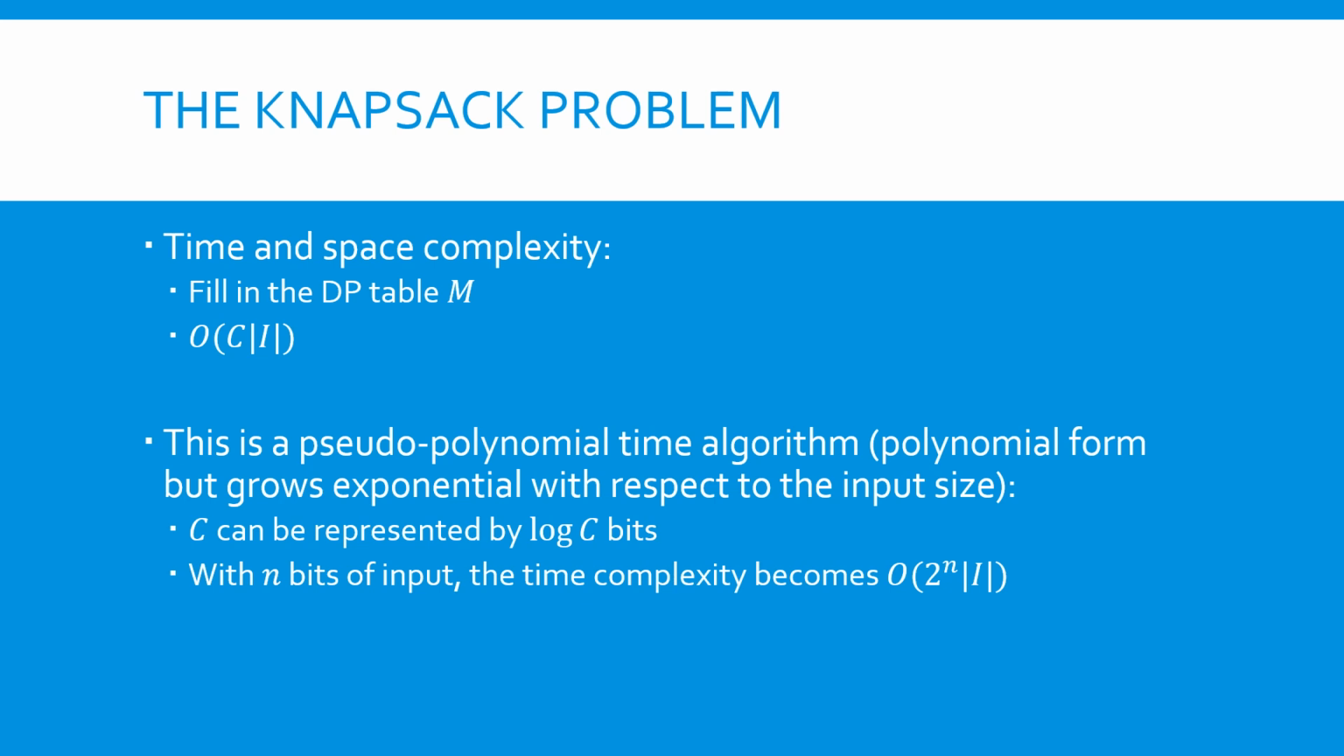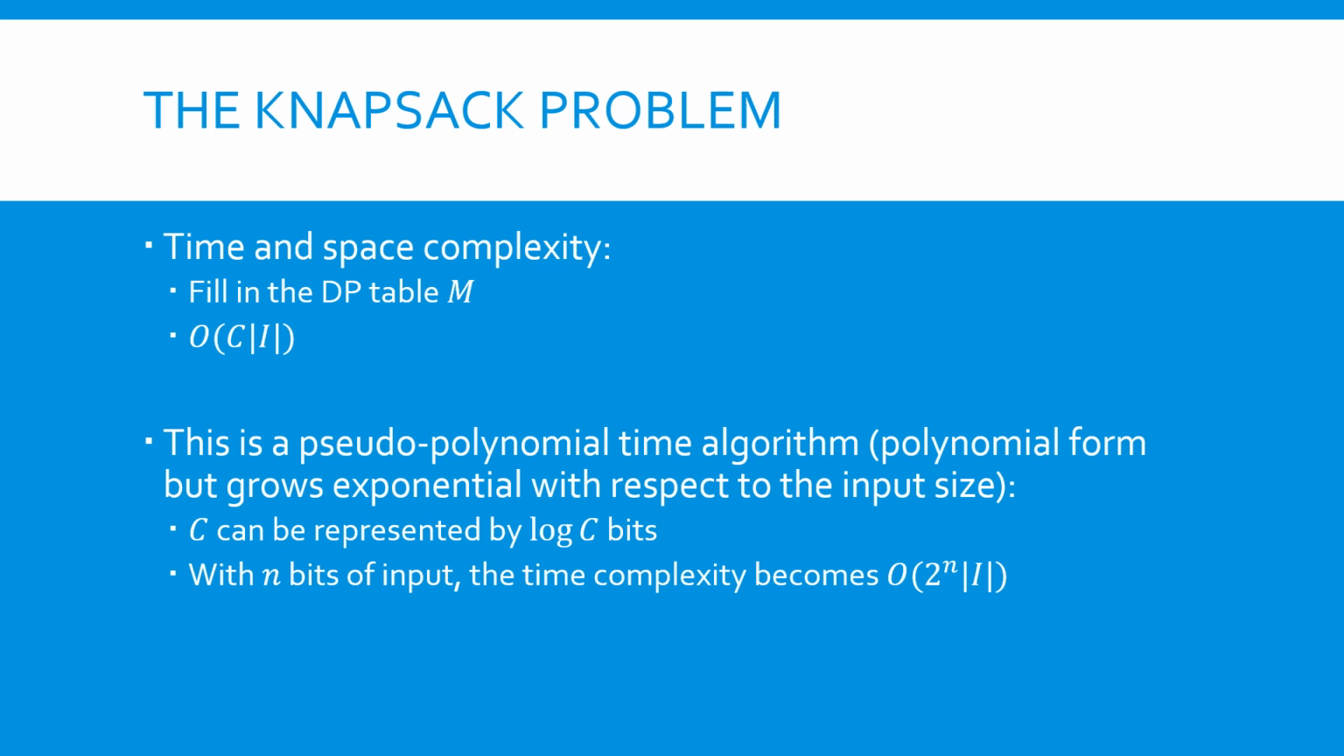Note that the majority of the effort of this algorithm is spent on filling up the DP table M, which has a dimension of C times I. Meanwhile, computing each entry of the matrix only requires a constant time. Therefore, the time and space complexity of this algorithm are both O(CI). Note that the time complexity is pseudo-polynomial, meaning that it takes a polynomial form but actually grows exponentially with the input size.